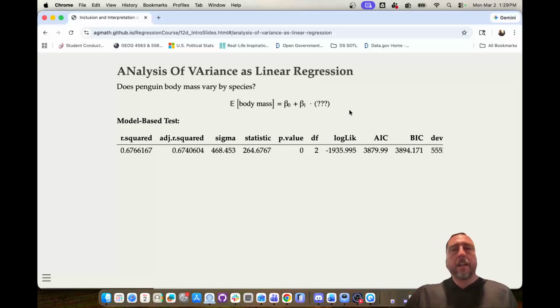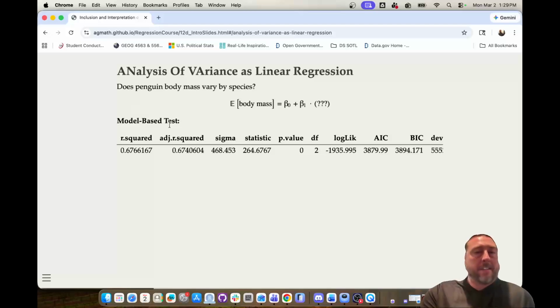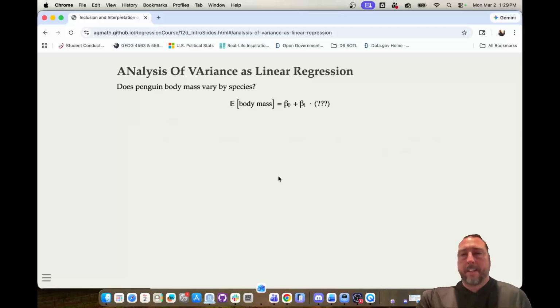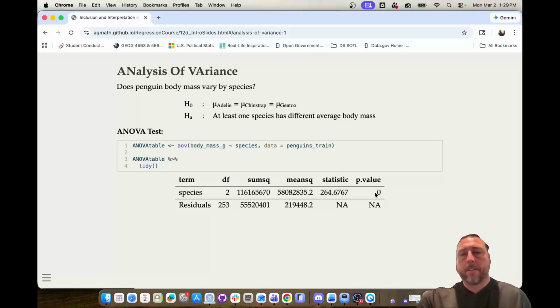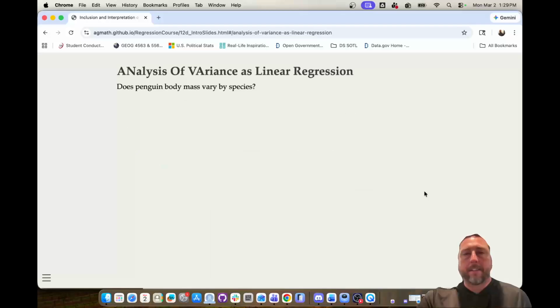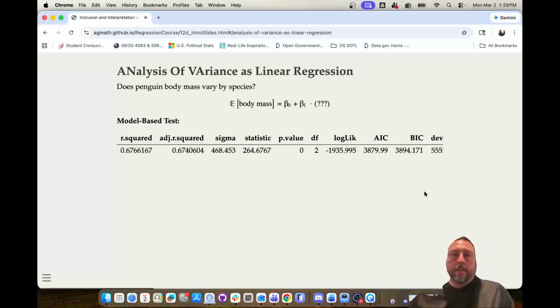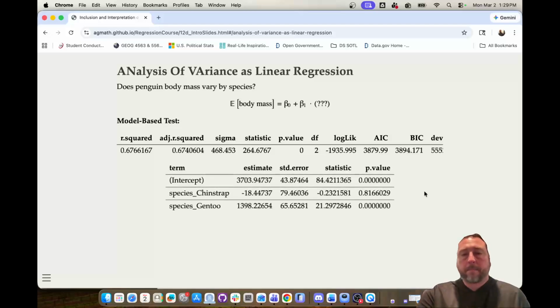Before we do it, here's a model-based test associated with this analysis of variance, and you'll notice that the results are the same. So the p-value is still nearly 0, degrees of freedom still 2, and the statistic is still 264.6767. So linear regression can be used to run an analysis of variance. Here are the model terms, which may give us a little bit of insight into what the actual structure of this model is going to be.